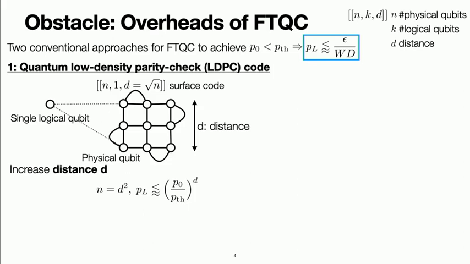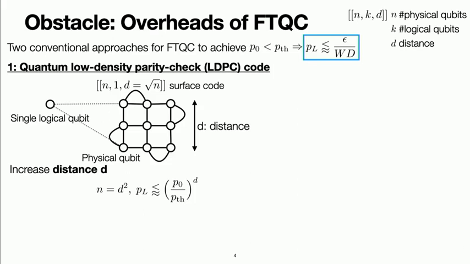At the moment, we know two conventional approaches to achieve FTQC, but both of these approaches conventionally suffer from this obstacle of overhead. One approach is to use quantum LDPC, quantum low density parity check codes, such as surface code. If you use surface code, you can encode a single logical qubit into a d times d patch of codes, where d is the code distance, and as you increase the distance, you can suppress error more. But to do this, you need to use more physical qubits, which in the case of surface codes scales as d squared. So you need to use a large number of physical qubits for each encoding.